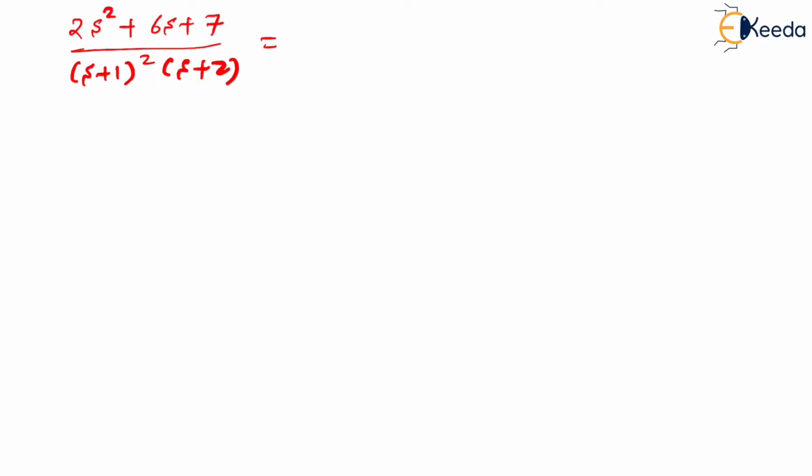Yes, so 2s squared plus 6s plus 7 upon s plus 1 the whole squared into s plus 2 is our transfer function. If I want to show that in a partial fraction expression, how will I show that? It will be nothing but A upon s plus 1 plus B upon s plus 1 the whole squared plus C upon s plus 2. Am I right? Yes.